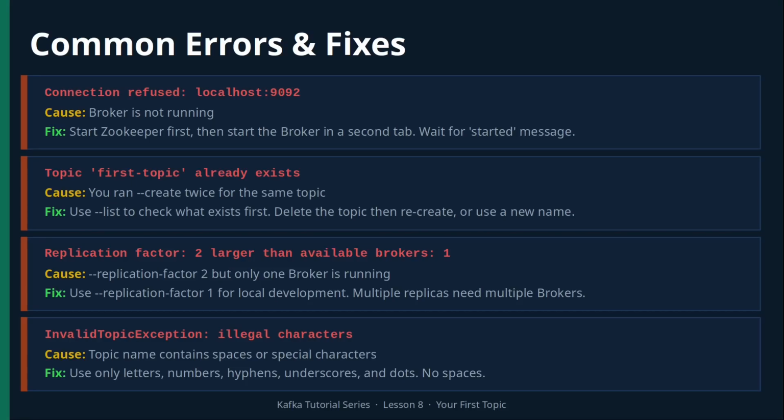Replication factor larger than available brokers. You used --replication-factor 2, but only one broker is running. Use replication factor 1 for local development. You need multiple brokers running to use a higher replication factor. Invalid topic exception with illegal characters. Your topic name has a space or a special character. Use only letters, numbers, hyphens, underscores, and dots. No spaces.